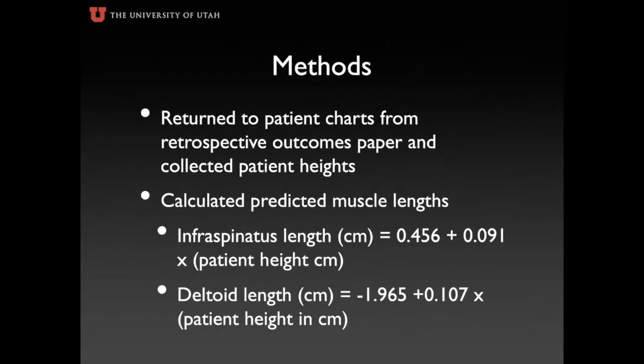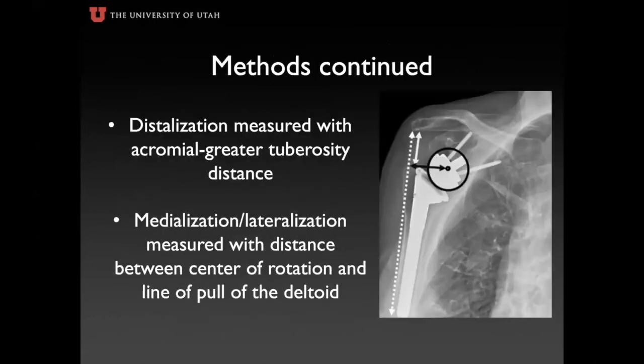So in our study, we returned to the patients from Dr. Tajin's paper, and we collected patient heights, and then we used the formula generated by Dr. Chalmers' study to calculate the predicted muscle lengths of the deltoid and infraspinatus for these patients. Distalization was measured using the acromial greater tuberosity distance, and then the amount of medialization was measured looking at the center of rotation and the line of pull of the deltoid.